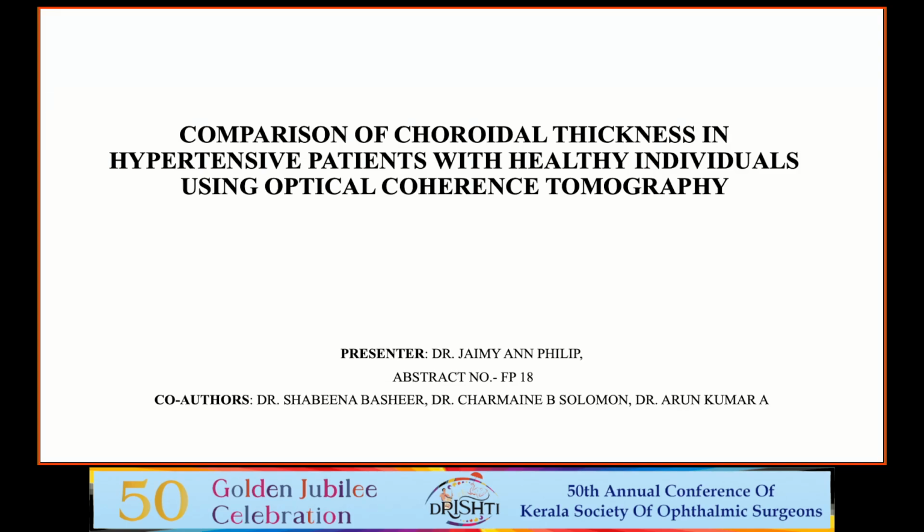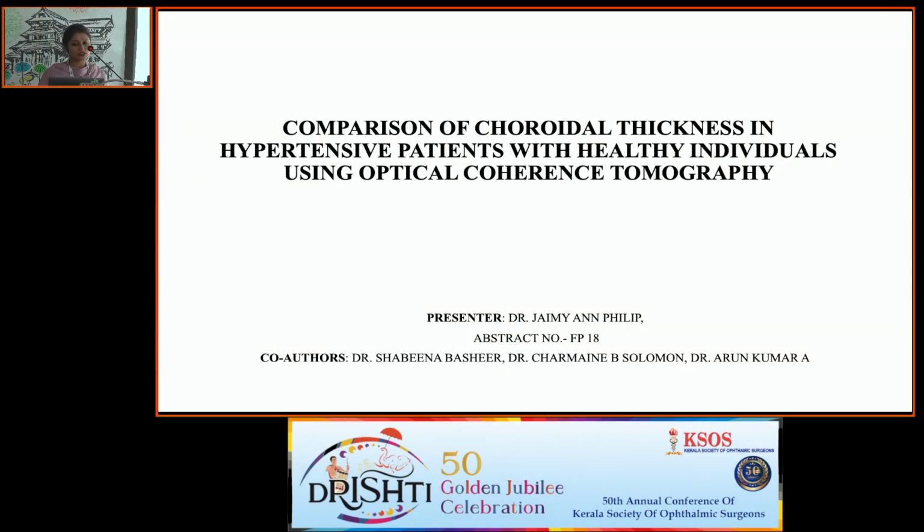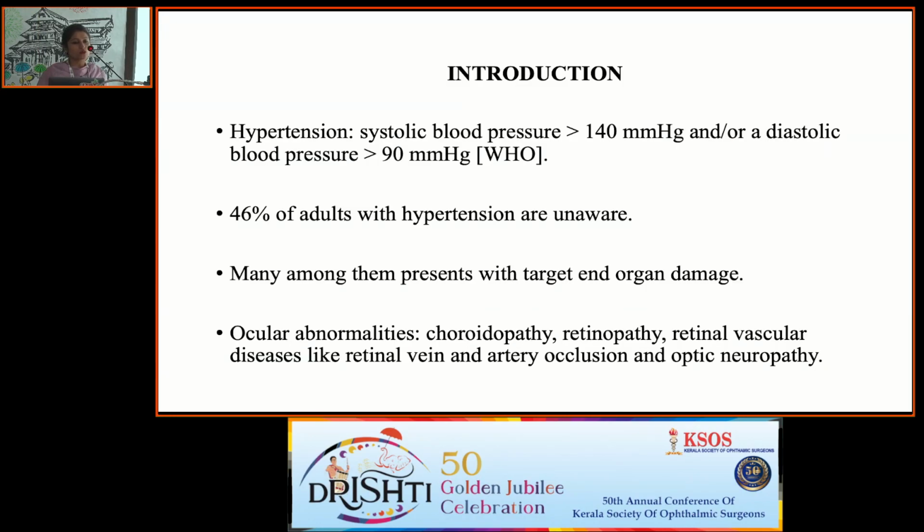Today, I would like to talk about the comparison of choroidal thickness in hypertensive patients with healthy individuals using optical coherence tomography. We all know that WHO defined hypertension as a systolic blood pressure more than 140 millimeters of mercury and or a diastolic BP of more than 90 millimeters of mercury. It's unfortunate that more than 46% of the adults are unaware of having this condition, and many present to us with target organ damage.